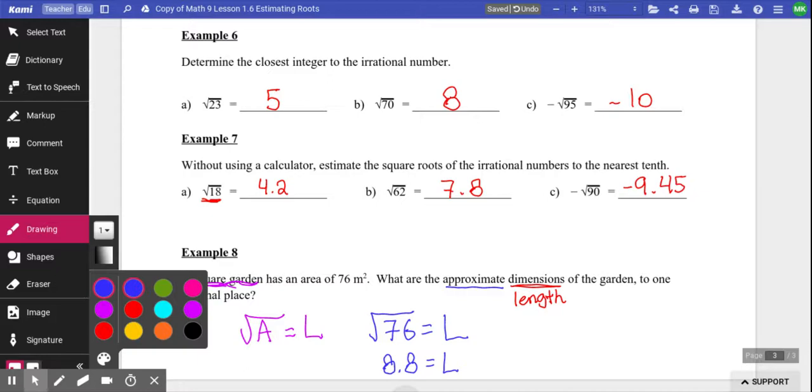And the length and the width would be the same because it's a square. So if you put width is 8.8, same idea. The dimensions should be 8.8 and 8.8. Or 8.7 and 8.7. As long as you put the same number for both. Cool.